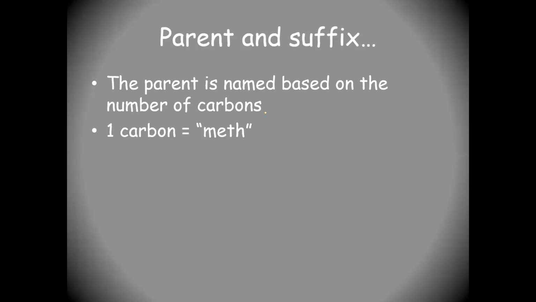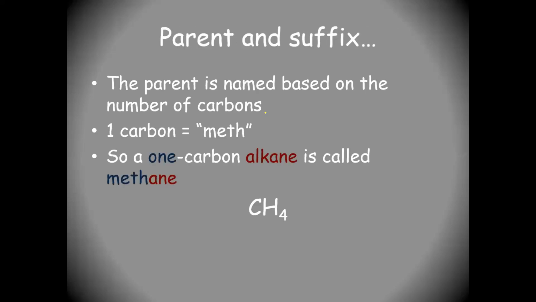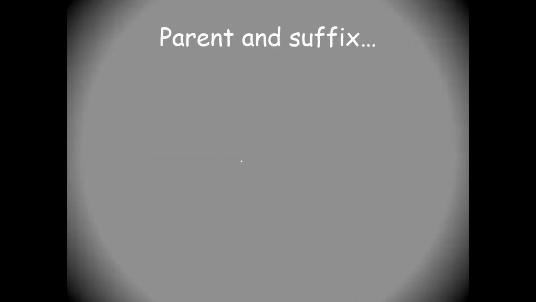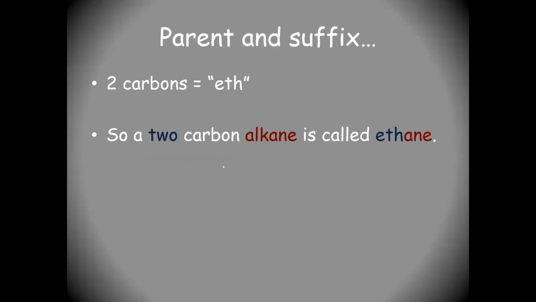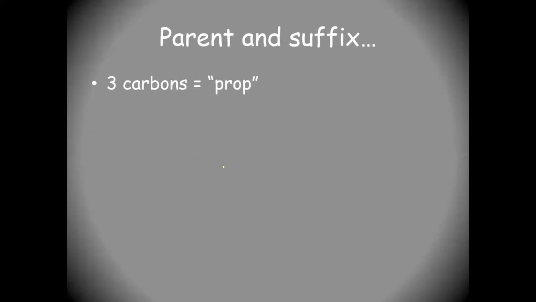Parent and suffix. The parent is named based on the number of carbons. For example, 1 carbon is meth, so a 1 carbon alkane is called methane. 2 carbon will mean ethane. And so we can continue.